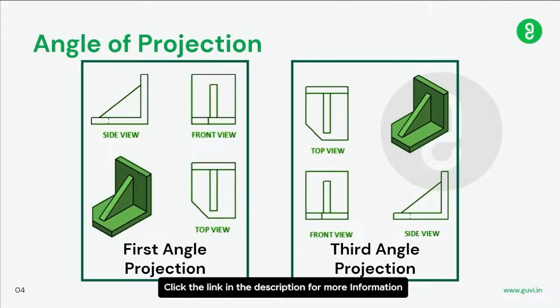So in the first angle projection, you have the front view. The top view is then placed underneath the front view and the right side view is placed to the left side.